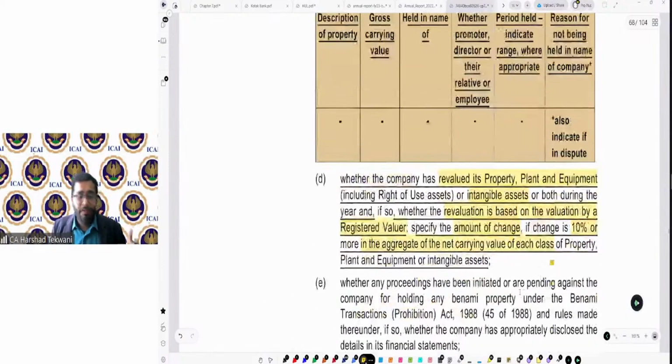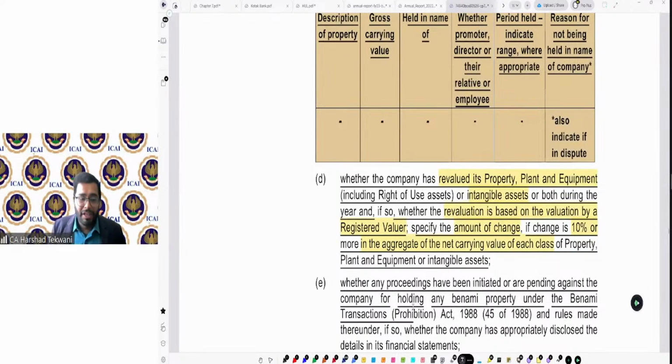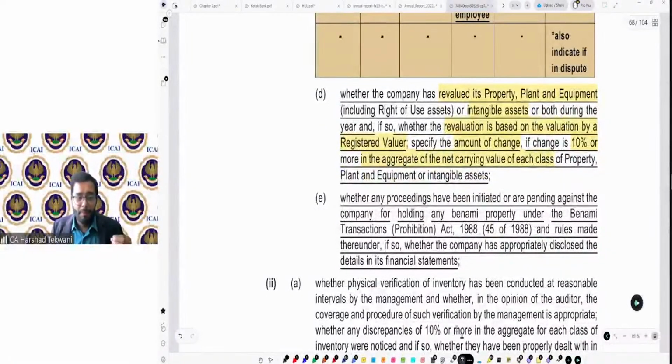Then last, with respect to fixed assets, whether any proceedings have been initiated or are pending against the company for holding any Benami property under the Benami Transactions (Prohibition) Act and rules made thereunder. If so, whether the company has appropriately disclosed the details in the financial statements. So if there are proceedings under the Benami law initiated or pending against the company for holding any Benami property, then whether the company has appropriately disclosed the same in the financial statements or not.